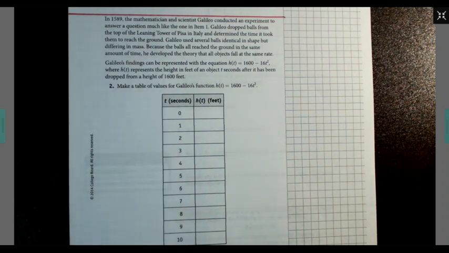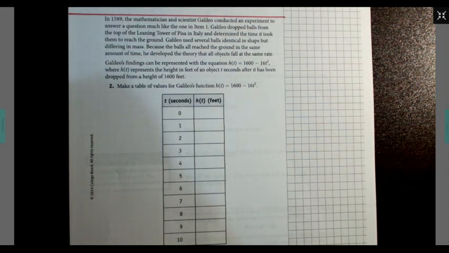In 1589, the mathematician and scientist Galileo conducted an experiment to answer a question much like the one in item 1. Galileo dropped balls from the top of the Leaning Tower of Pisa in Italy and determined the time it took them to reach the ground. Galileo used several balls identical in shape but differing in mass. Because the balls all reached the ground in the same amount of time, he developed the theory that all objects fall at the same rate.